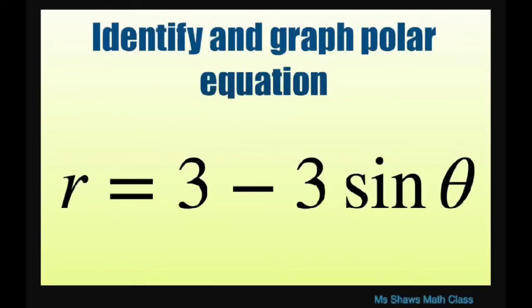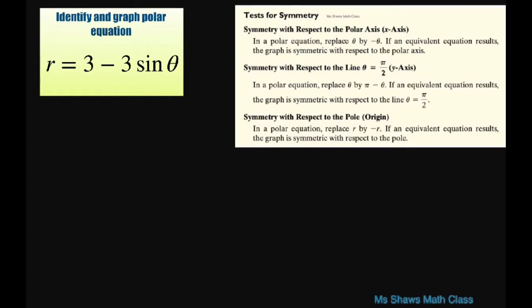Everyone, we're going to identify and graph the polar equation r equals 3 minus 3 sine of theta. This is a cardioid, and I will show you the form for this in just a minute. Right now we're going to look at the graph and test for symmetry for condition 1, condition 2, and condition 3, so we can see what it's symmetric to help us with the graph.